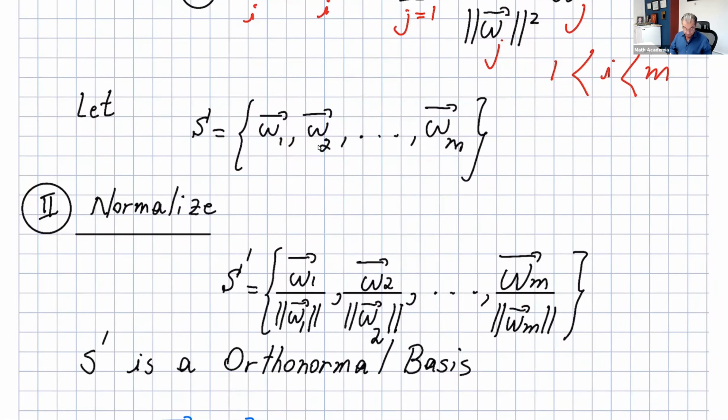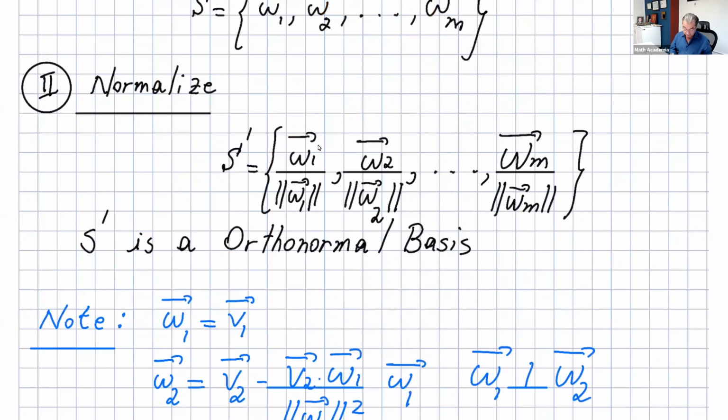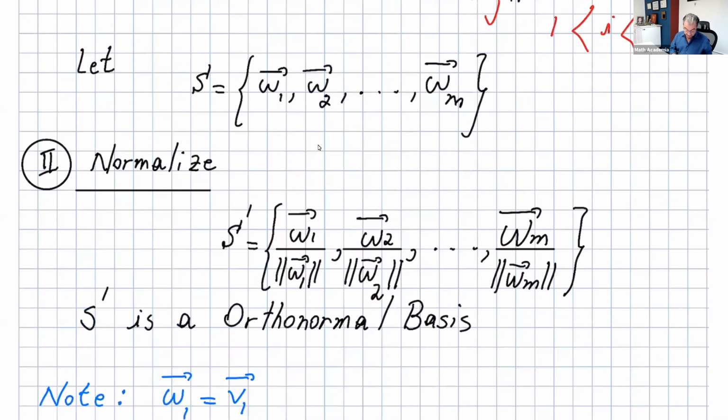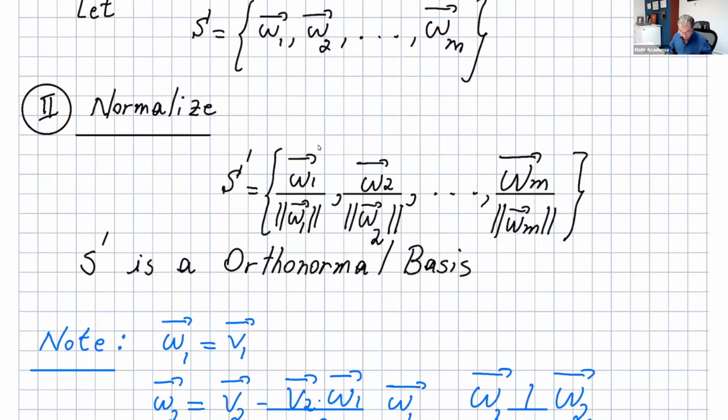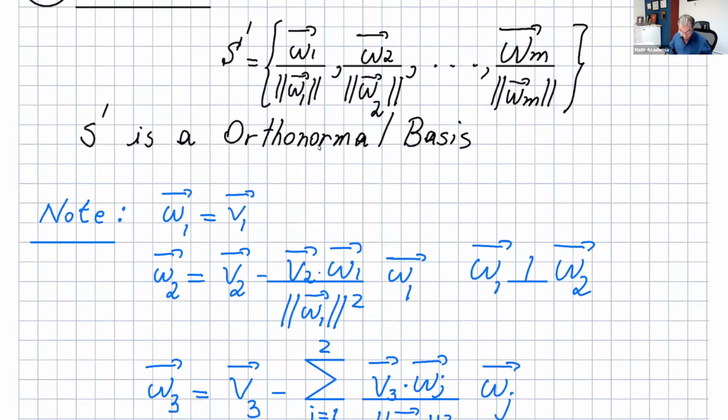So we have our W's, but we want those to be unit vectors. So you normalize every single vector in the set. So then you can call that S double prime, an orthonormal set. Just to refresh your memories, S is an orthogonal set. The vectors are orthogonal to each other, but they are not unit vectors. So you have to make them unit vectors by normalizing them.